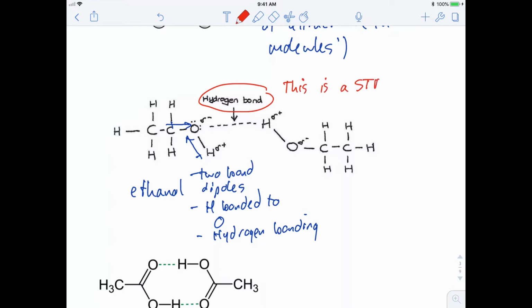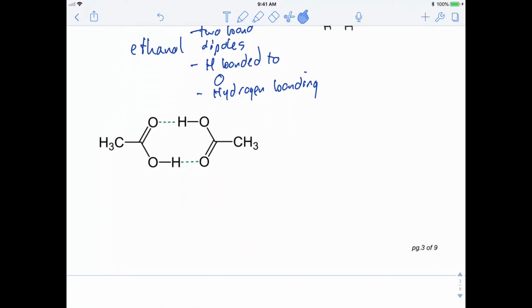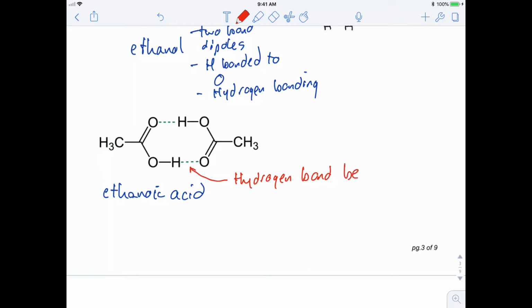This is a pretty strong intermolecular force, and so alcohols typically have relatively high boiling points. It's hard to break apart those molecules because of the hydrogen bond. This is a carboxylic acid, and notice carboxylic acids such as ethanoic acid also exhibit hydrogen bonding. We have the hydroxyl group on a carboxylic acid, and so because of that hydroxyl group, you have establishment of hydrogen bonds between neighboring molecules of ethanoic acid.